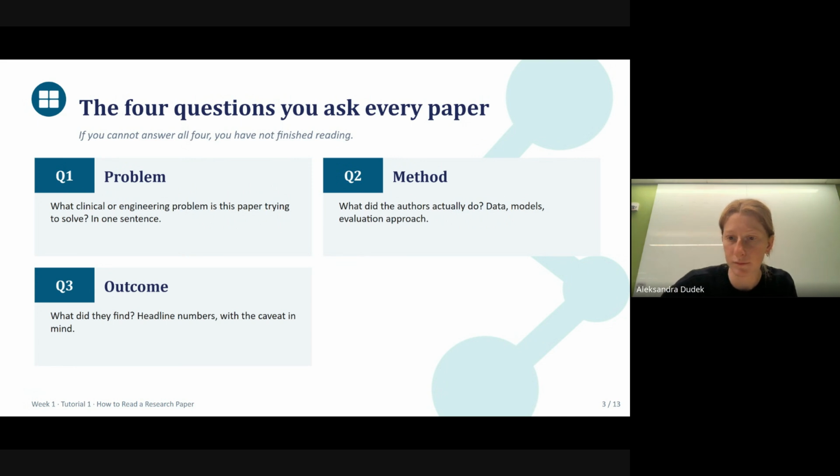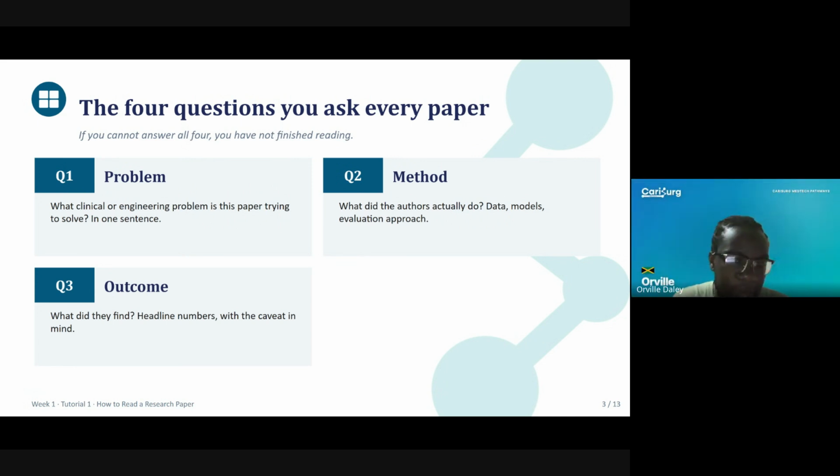It would be about the results that they got and specifically relating to the problem. So did they solve it or did they not? What conclusion did they come to from it as well?